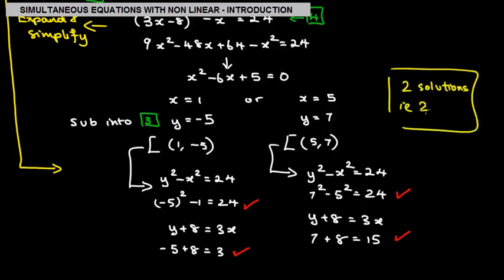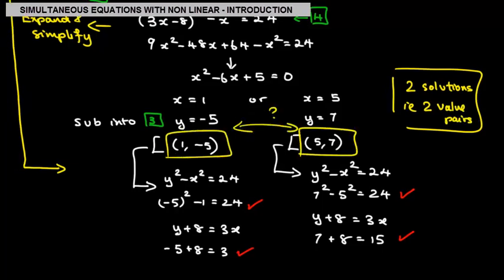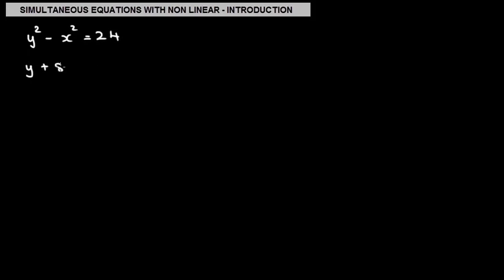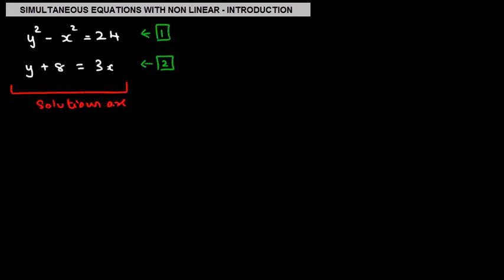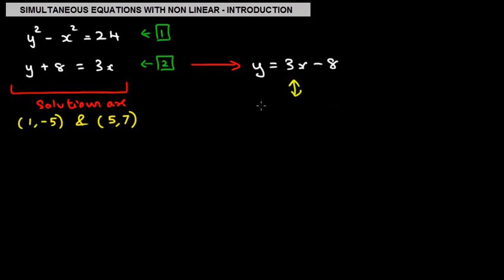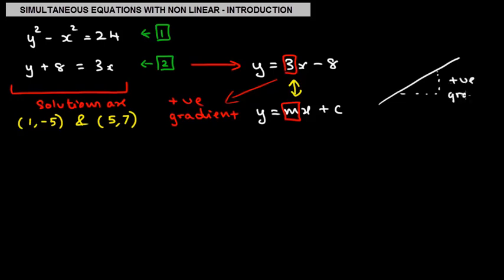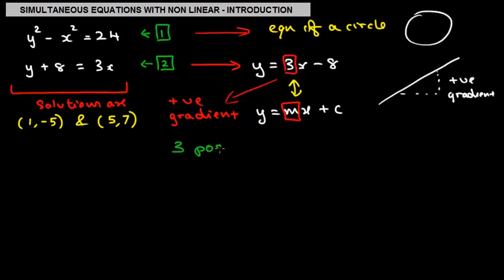The next question to ask is, why do we get two solutions? To answer that, a graphical approach is required. We can do a simple sketch of the two equations that were given. Equation 2 is linear, and we have proven it by expressing it in the form y equals mx plus c, a straight line with a positive gradient. Equation 1 is nonlinear, and it is an equation of a circle. We have got a straight line and a circle.